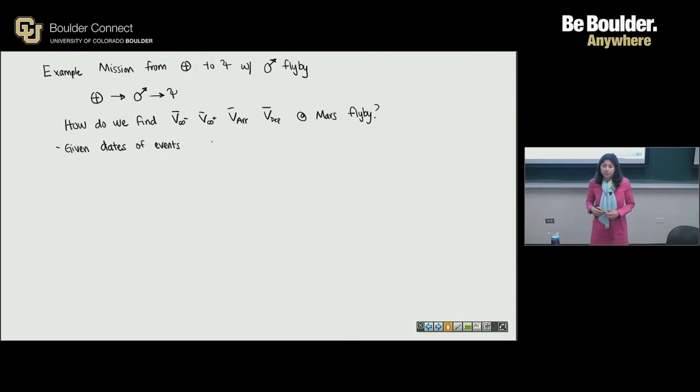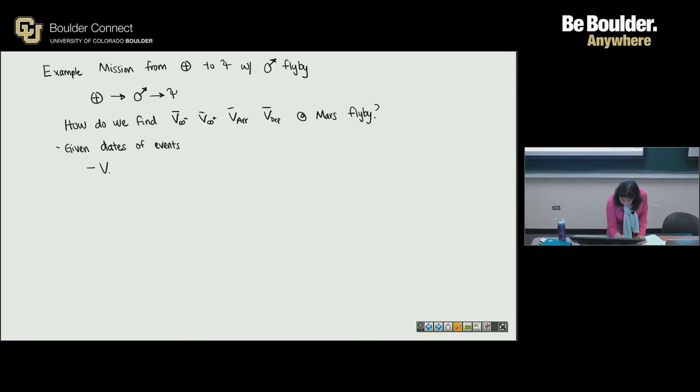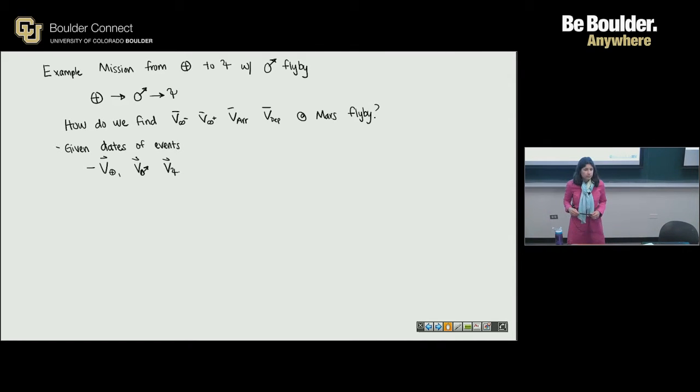What can we do? Velocity of the planets. Okay, we can get the velocity of the planets. So we can get the velocity of Earth, the velocity of Mars, and the velocity of Jupiter. What else can we get? Lambert gives the arrival velocity. Yeah. So how do we get the arrival velocity? Where would we solve Lambert's? Which two would we use?